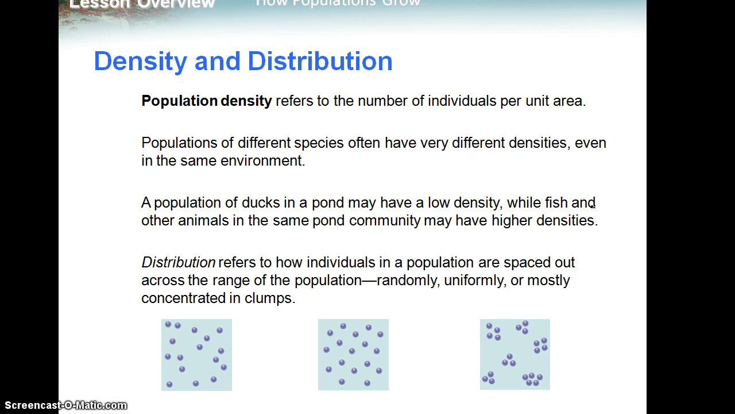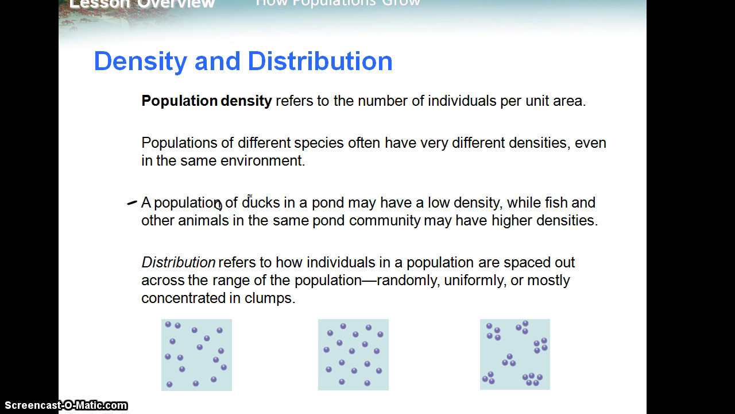We also want to talk about population density and the distribution of that population. So density just refers to the number of individuals within a certain area. And populations of different species may have different densities even if they're in the same environment. So if you take this pond example that I have right here, within one pond, the population of ducks may be very low, and it may have a very low density. There may only be a few ducks, while the fish and other animals in the same pond community may have very high densities. It just depends on the number of resources available for each individual species.